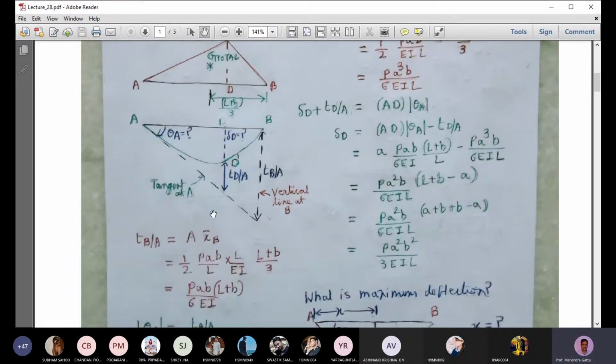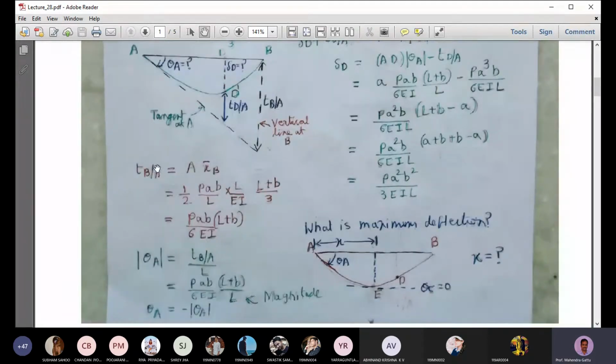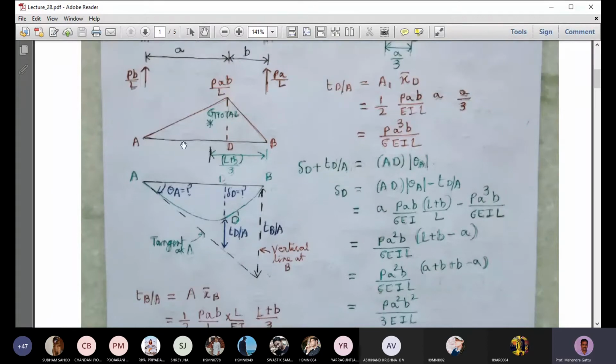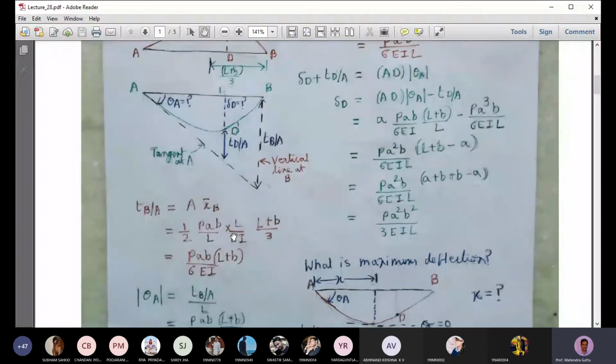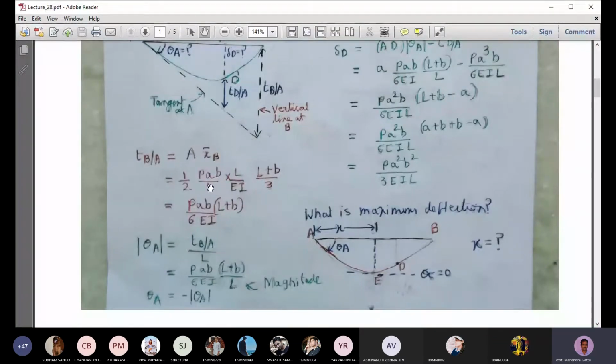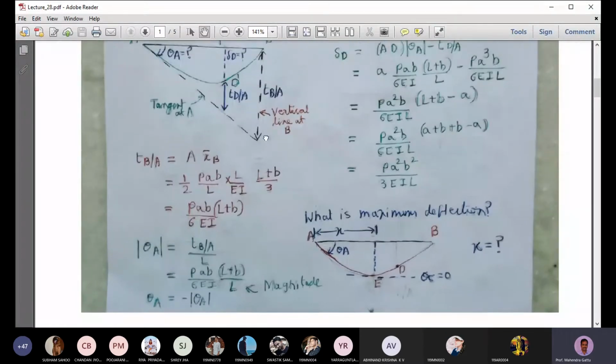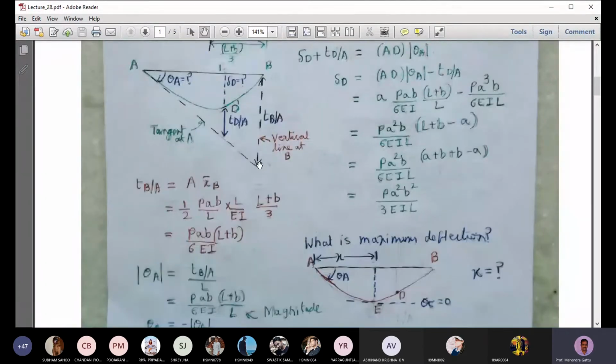With this knowledge, we can find out what is T B by A, the vertical deviation of B with respect to the tangent drawn at A. That will be the total area into x bar B. The total area under the curve is half base times height. The base is L and the height is P A B by L E I, since we have to take M by E I. So this is the total area, and we multiply with x bar B, which is L plus B by 3. L and L will cancel out, and we will get P A B times L plus B by 6 E I. So this is the vertical deviation of point B with respect to the tangent.